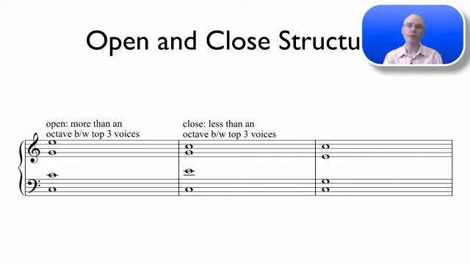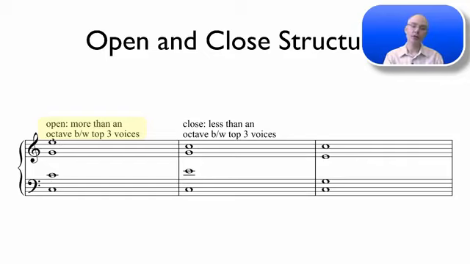First, I should say that there are 2 kinds of voicing. There's what we call open structure, and the other we call closed structure. So what's the difference? First, open. This is an example of an open structure. If we look at the intervals between the voices, we see an octave, a 5th, and a 6th. Now, if we look at just the top 3 voices, we see a 5th here and a 6th here. We see that these 3 voices need more than an octave. They fit more than a 1 octave space. And when that's the case, we say that it's an open structure.